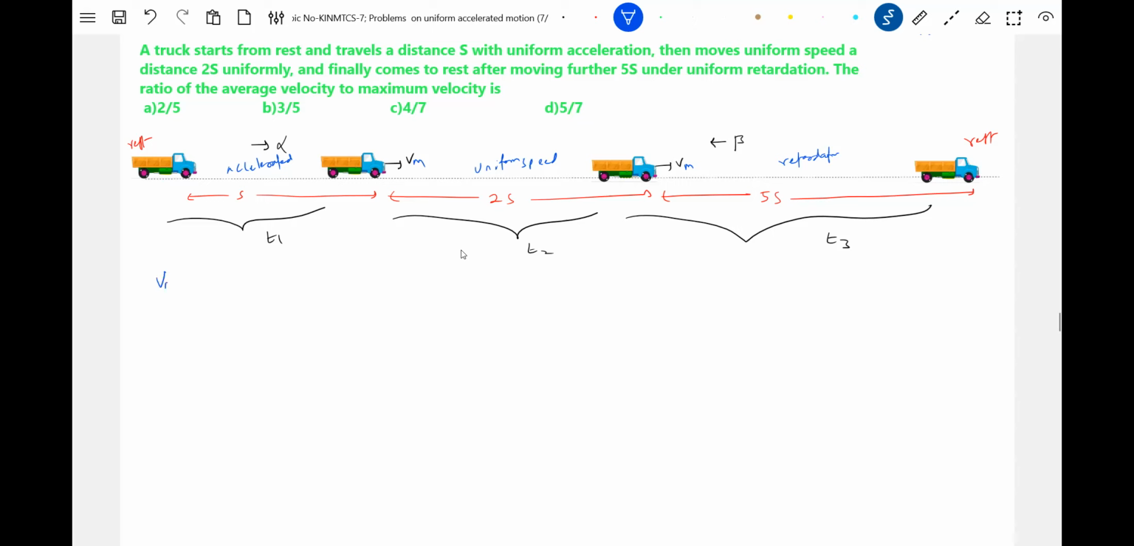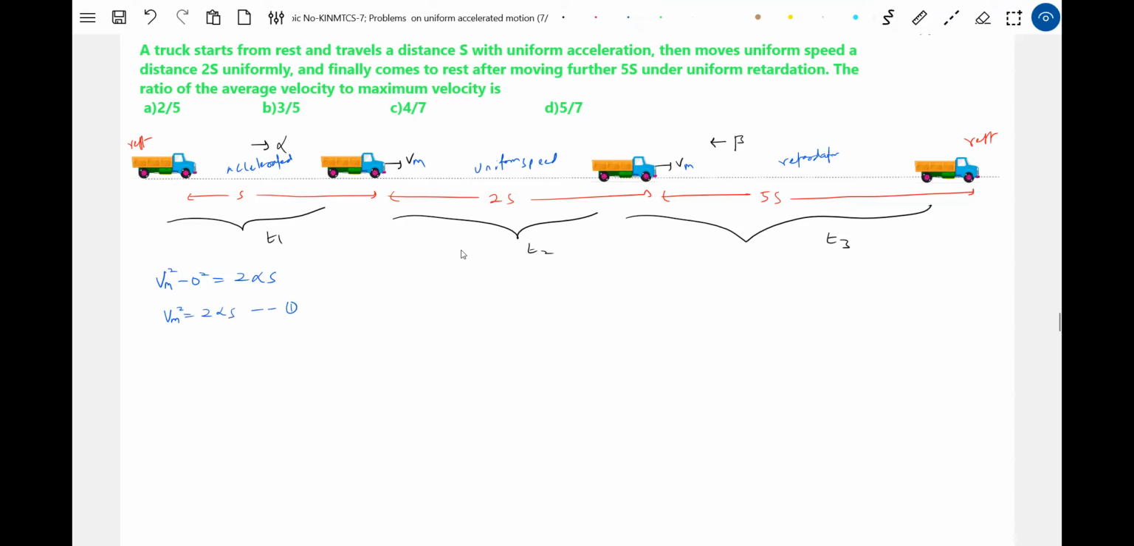First, we'll write all possible equations. For accelerated motion, Vm square equals 2 alpha s. I'll write it in detail so that everyone will understand. V square minus u square equals 2as, so Vm square minus 0 square equals 2 alpha s. Call this equation 1.